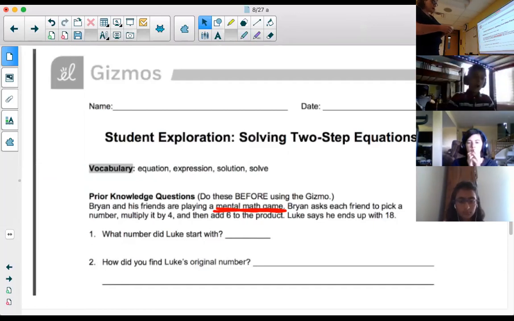Now I'm having trouble setting the timer. There we go. We need like game show music so you guys can do your problem. Let's see if I can find that.